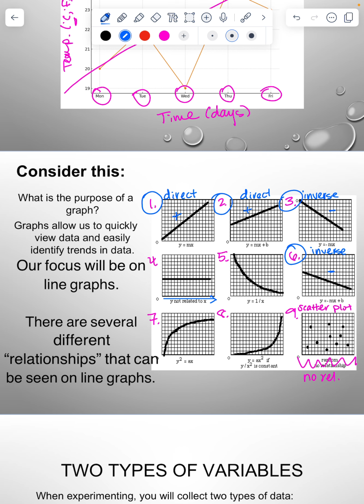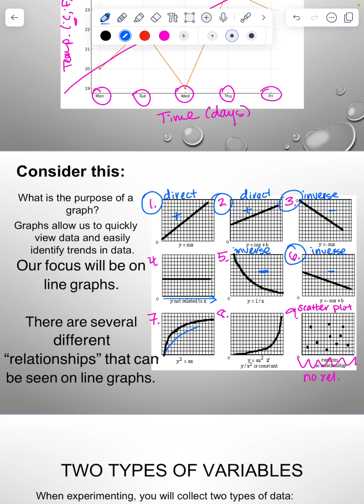Now, 5, 7, and 8 are different because they're curves. They're not straight lines. We are still going to see these types of graphs. You're going to be able to interpret them. I'm just not going to make you do a 4-step method on them. What I do want you to see is that they still have a trend. 5 is still trending down. It has that negative slope, so we see a form of an inverse relationship.